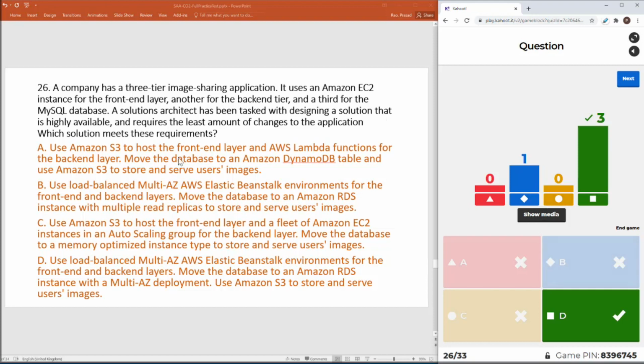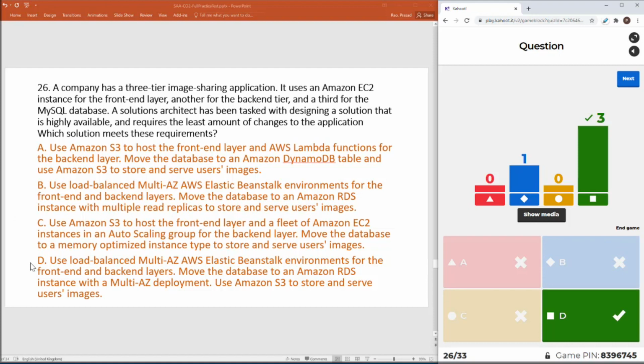Cool. So option A and C is eliminated because it says the least amount of changes to the application. It starts with a line that it uses Amazon EC2 instance for front-end layer, and option A and C say use Amazon S3 to host front-end layer. So option A and C is anyways gone. There is a confusion between B and D.